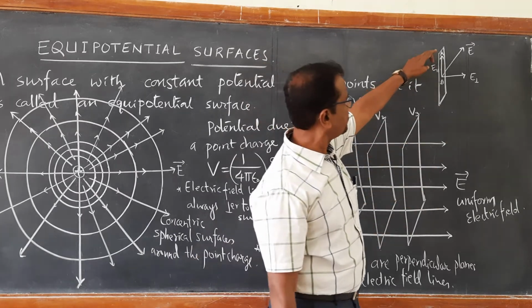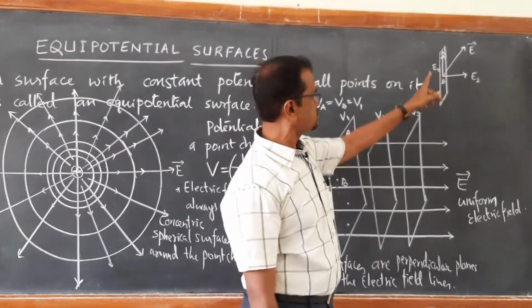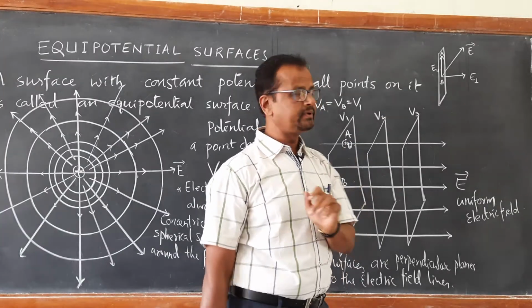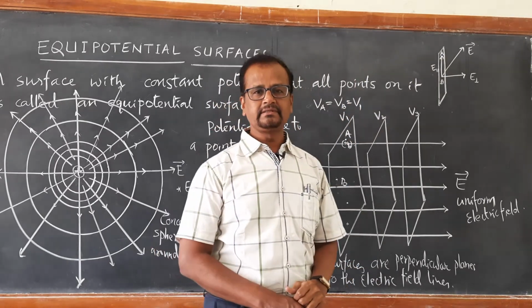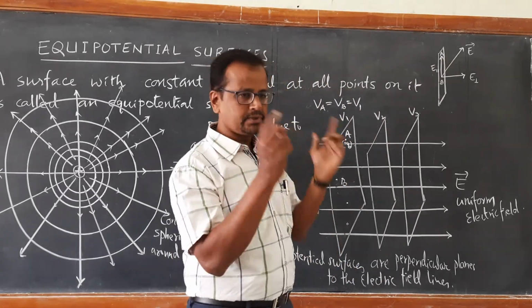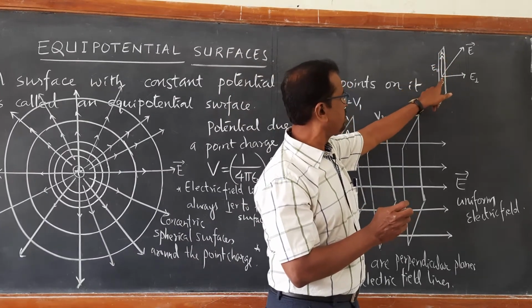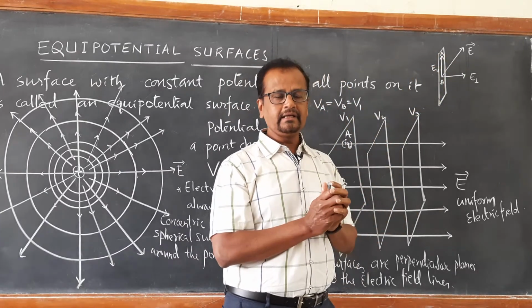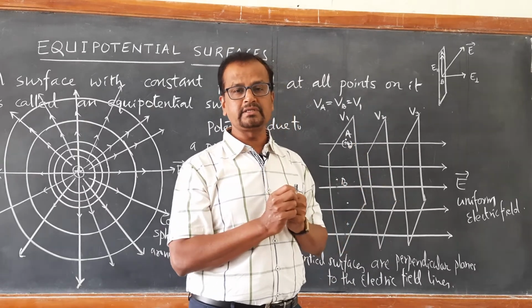Or if at all you want to move a charge from A to B, work has to be done against this parallel component of electric field which would be existing along the surface. If some positive work has to be done in moving a test charge from A to B or B to A, then it is in contradiction with the meaning of equipotential surface.